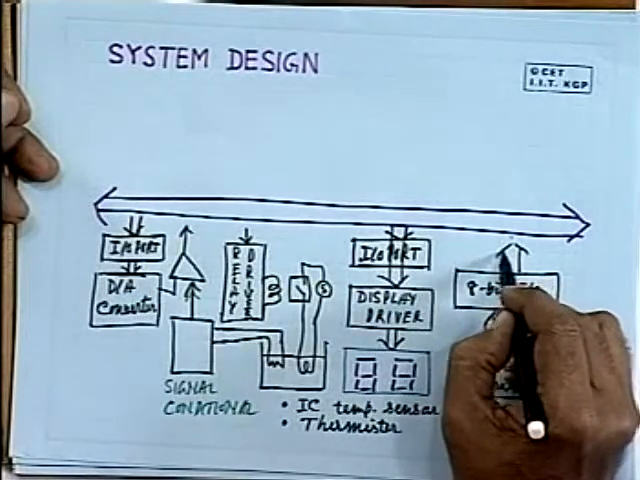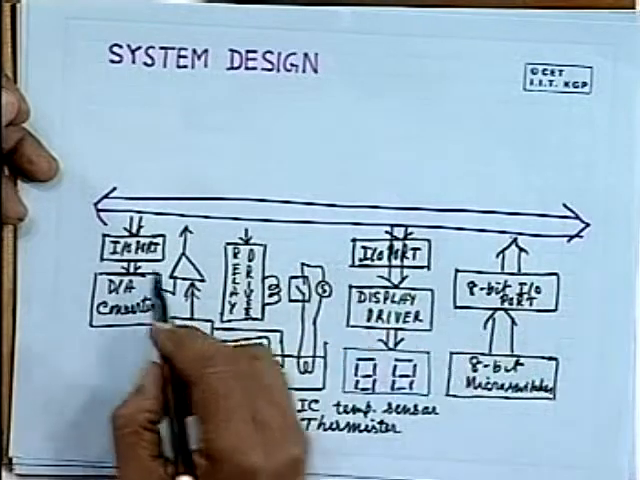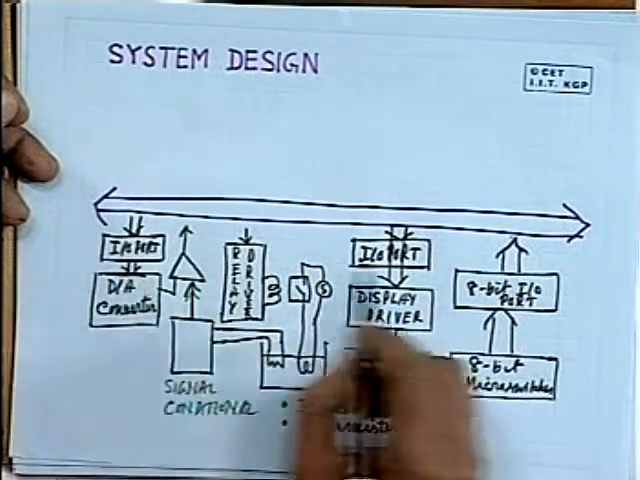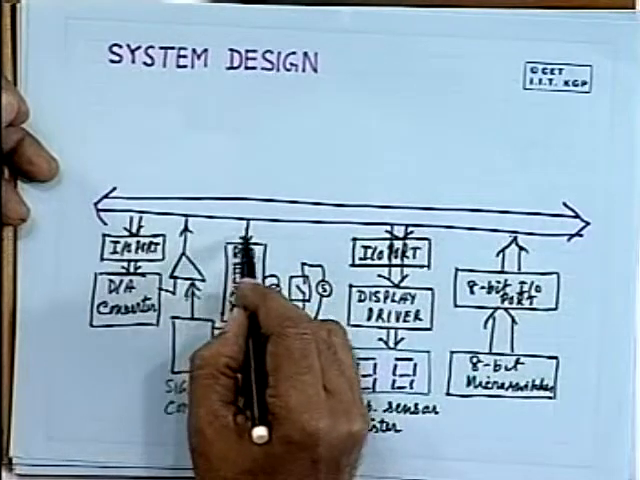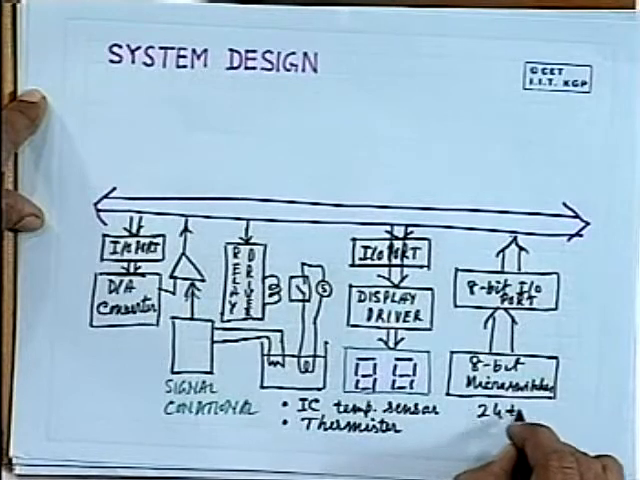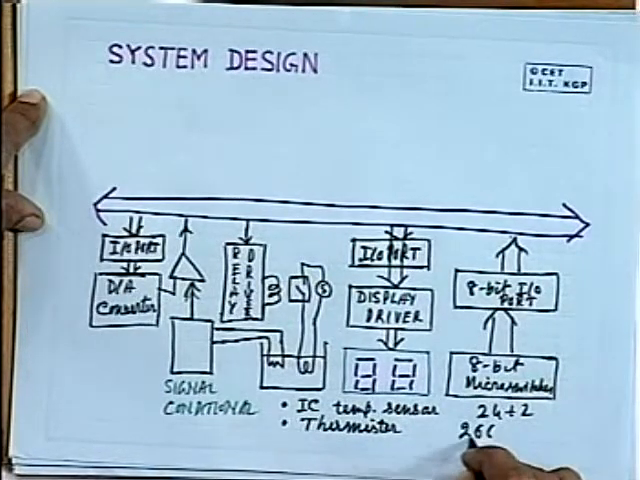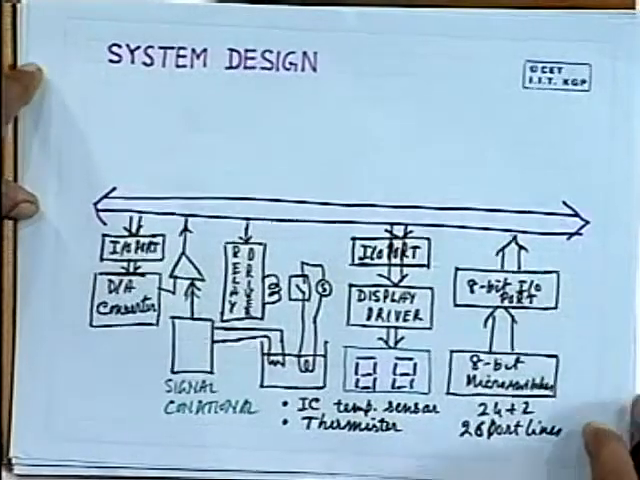So this IO port, one 8-bit IO port, another 8-bit IO port, another 8-bit IO port. So 3 8-bit IO ports and 2 single port lines. So altogether you require 24 plus 2, 26 port lines. How do you get it?